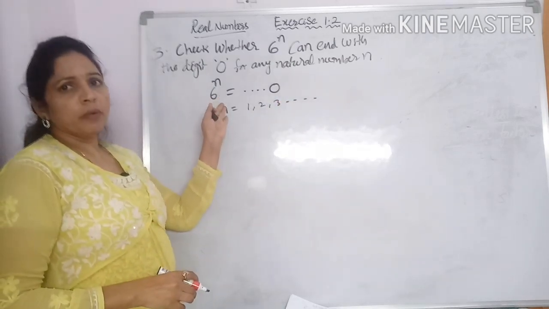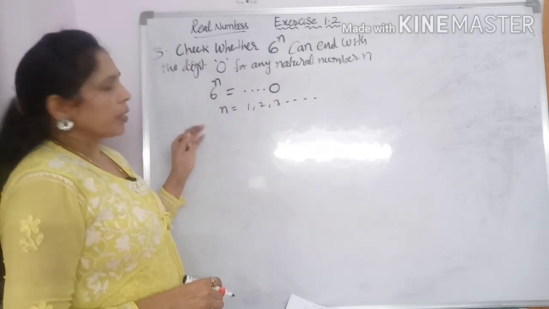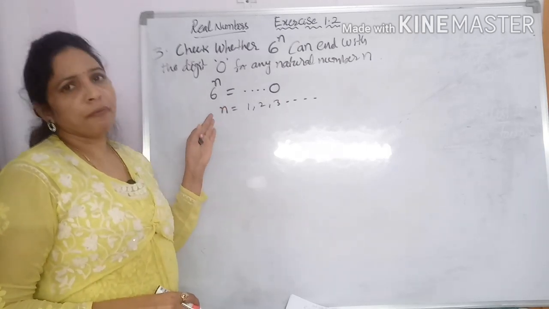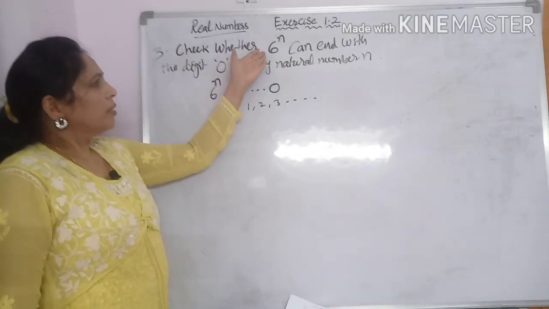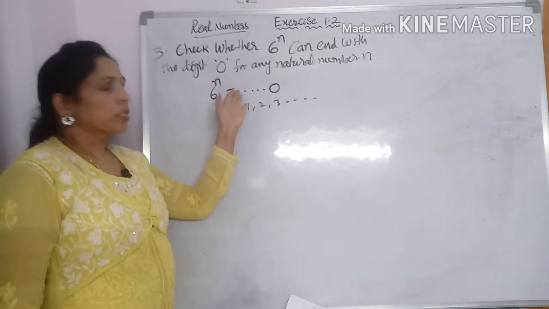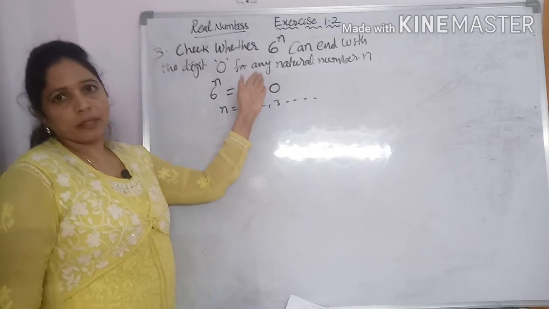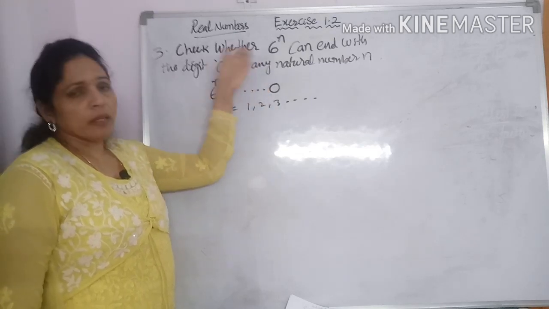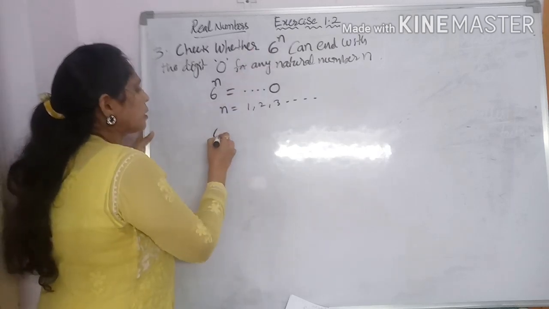How can it be possible? So let us check. Just recall the divisibility rule of 5. Students, concentrate on this question. The logic of this question is, if you want 0 in the units place, then 5 should be one of the factors of this number. Now check the factors of 6.